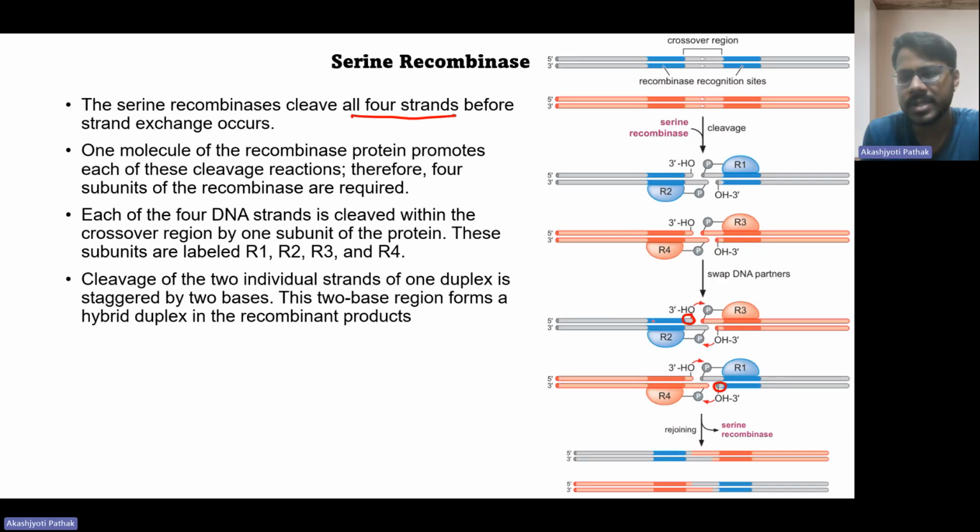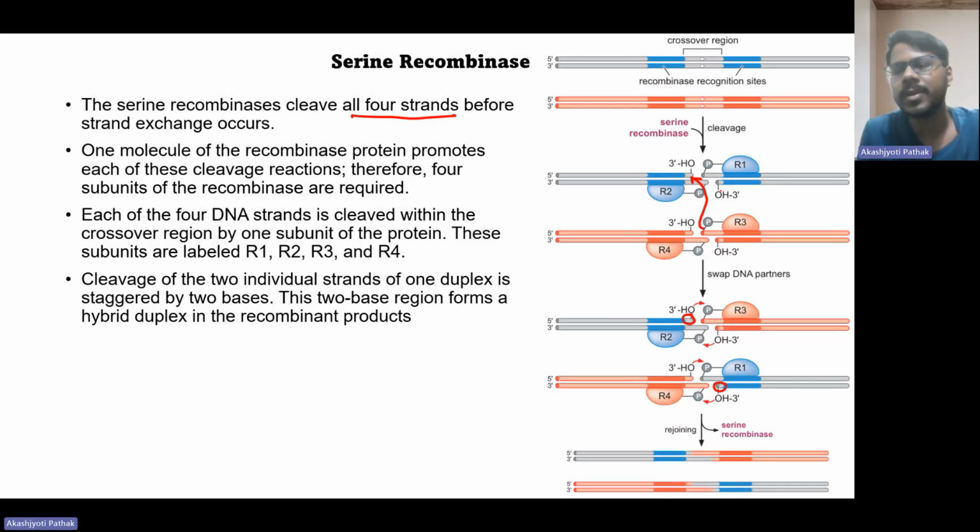So you see here this strand which has these two staggered bases will come and join with this one, this region.